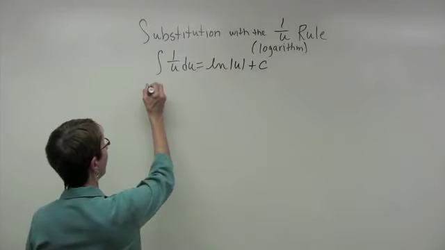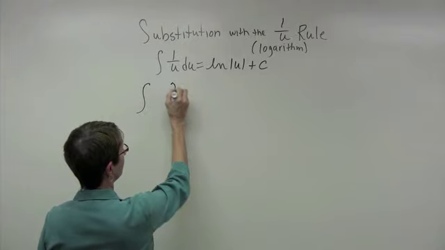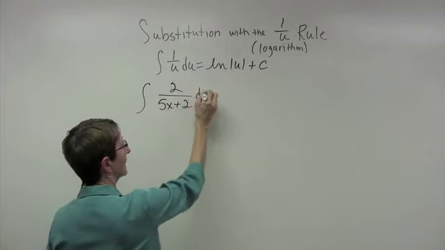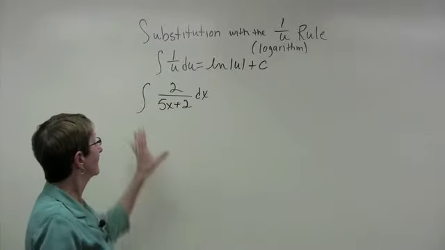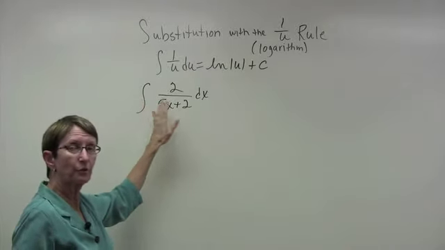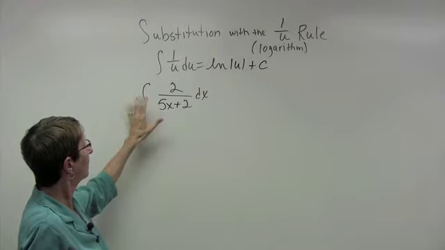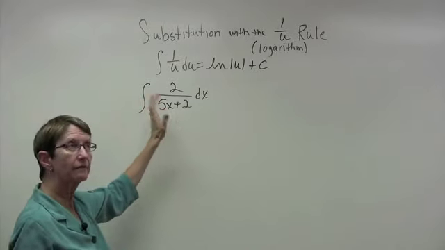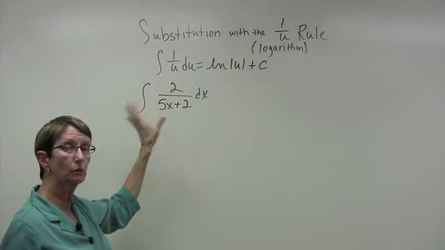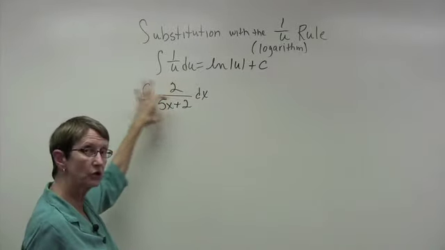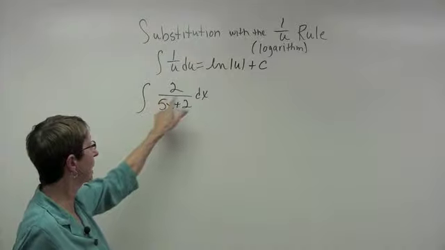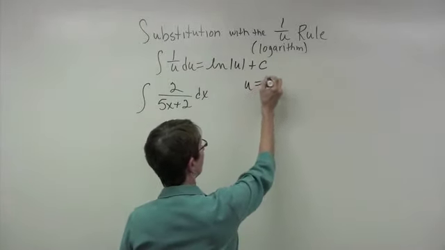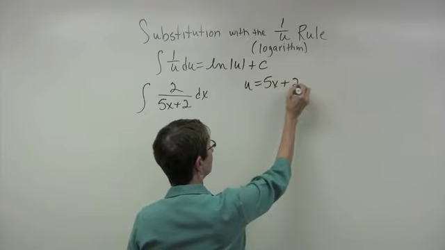So let's look at the integral of 2 over 5x plus 2 dx. This actually looks pretty simple compared to some of the ones we've already looked at. The x is in the denominator, but if you have an x in the denominator and you want to work with it, you choose the whole denominator for your u. It's the most complicated part of this fraction. So u would equal 5x plus 2.